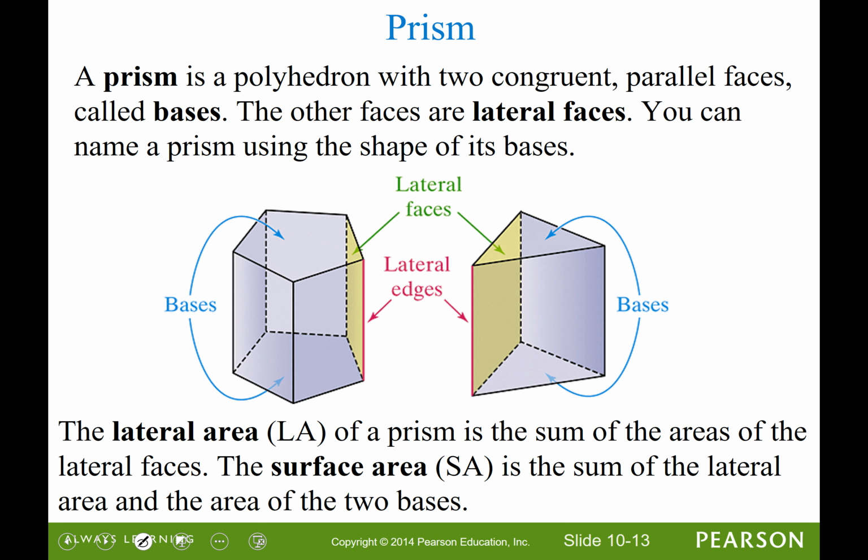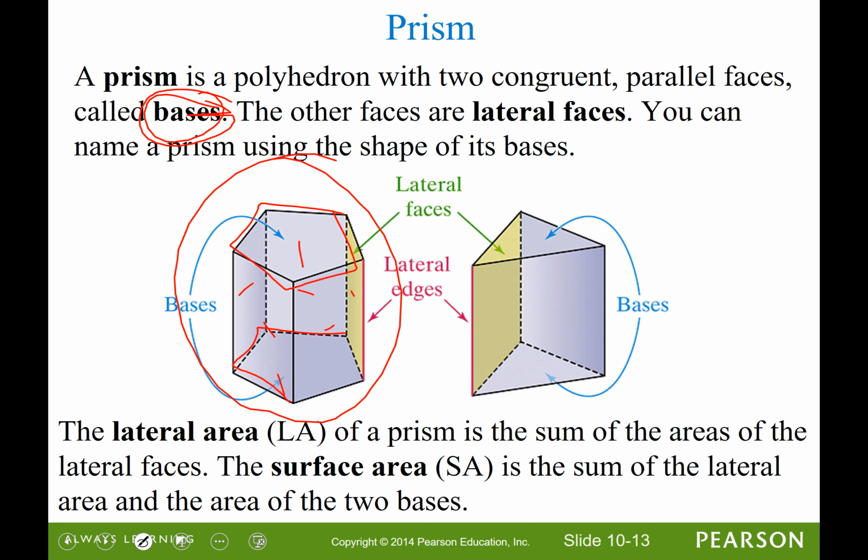A prism is a polyhedron with two congruent parallel faces. Those congruent parallel faces we are going to refer to as the bases. It's very important that you remember that, because our formulas are going to depend on the area of a base. So you have to know which one is the base. When you look at this prism, it's got multiple faces. It's got a top, a bottom, and then 1, 2, 3, 4, 5 around. If they say bases, you have to find the two that are parallel and congruent, and that would be this top pentagon and this bottom pentagon.